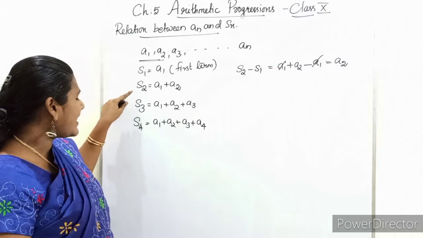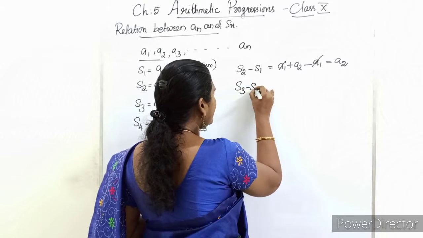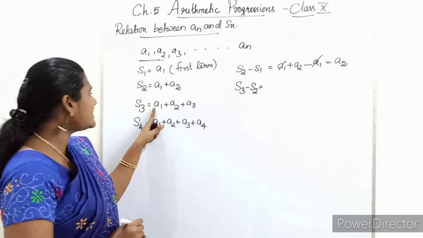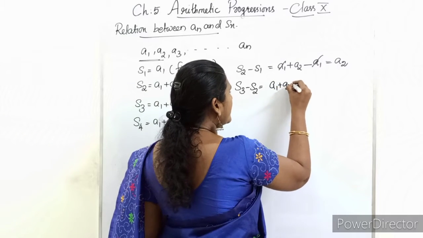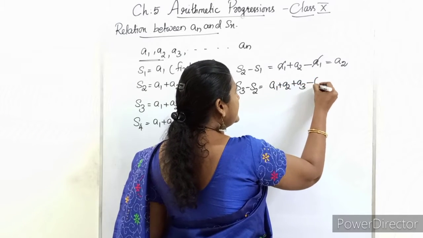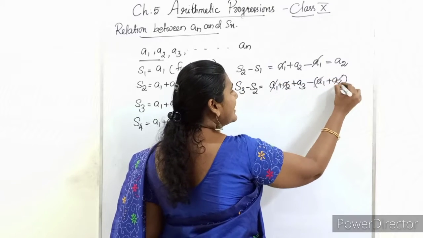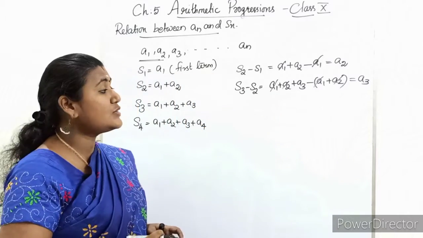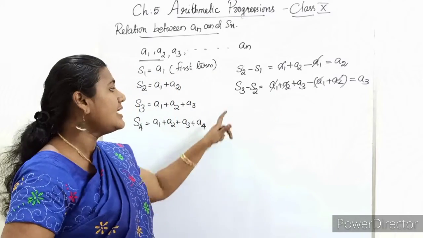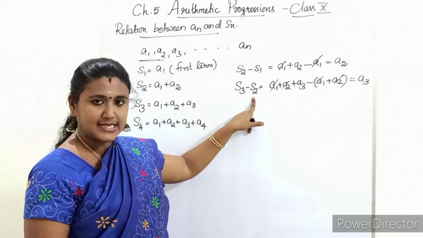Similarly, we will find the difference between S3 and S2. So S3 minus S2 is equal to, what is S3? a1 plus a2 plus a3, minus a1 plus a2. So what will happen? These two terms will get cancelled and you will get the answer as a3, that is the third term. So the third term is S3 minus S2.